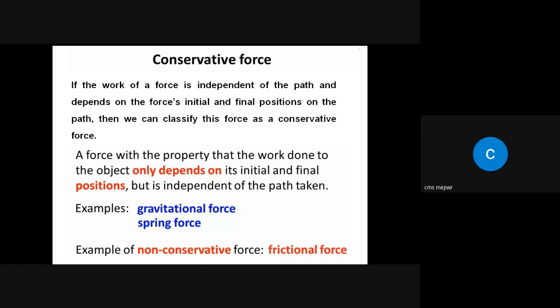But in this case we are talking about the force that is doing some work, right? So let me redefine. If the work of a force, the force which is performing some work, is independent of the path, and depends only on the initial and final position, then we can classify this force as a conservative force. Or we can also define this as a force with the property that the work done on the object only depends on the initial and final position, but is independent of the path taken. Is it clear?